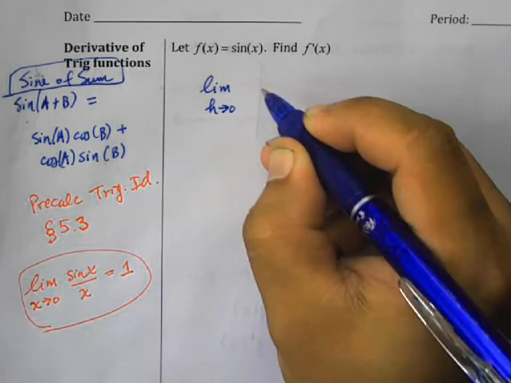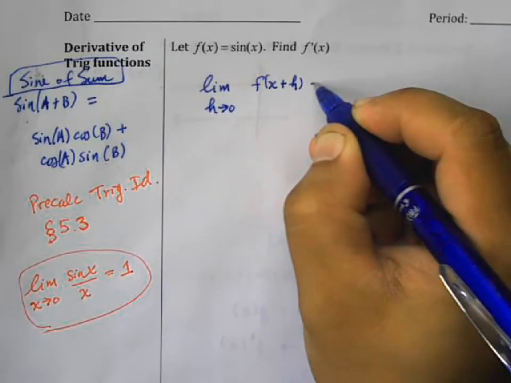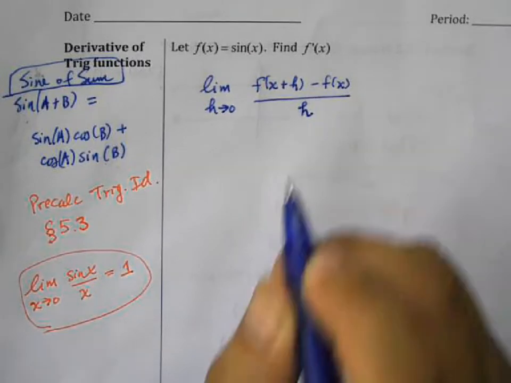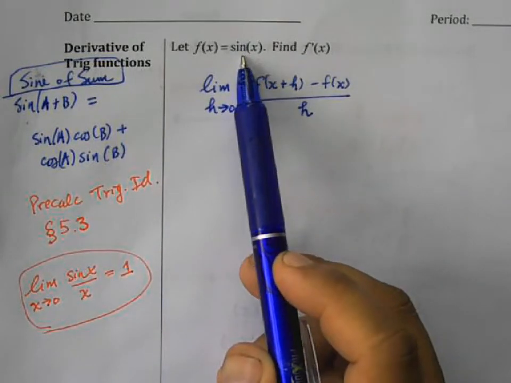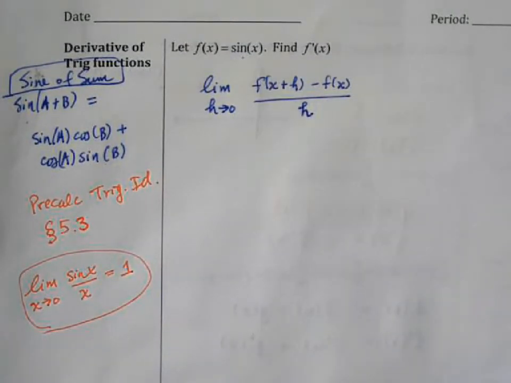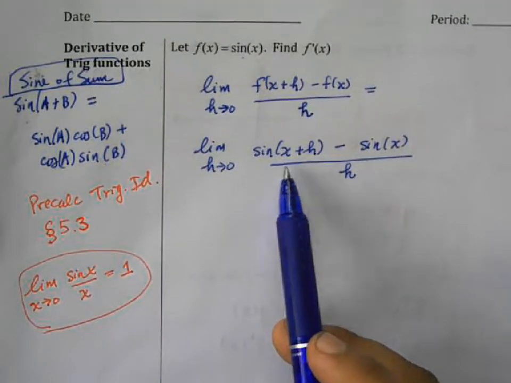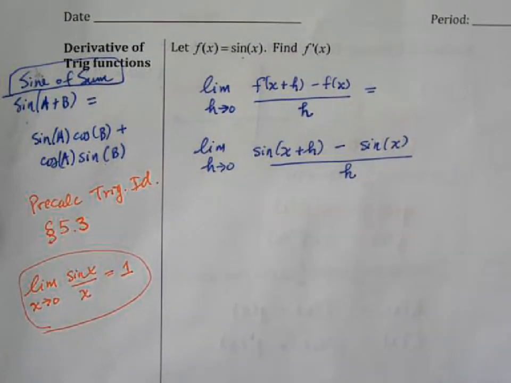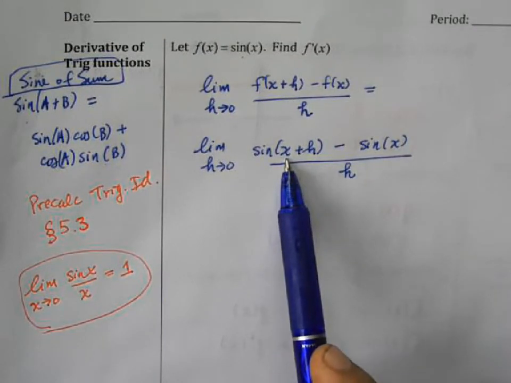So we want to take the limit as h approaches 0 of f of x plus h minus f of x, all of this over h. And then we are going to apply this particular function, namely sine of x, to the definition of the derivative. So we have sine of x plus h minus sine of x, all of it over h, the limit as h approaches 0.